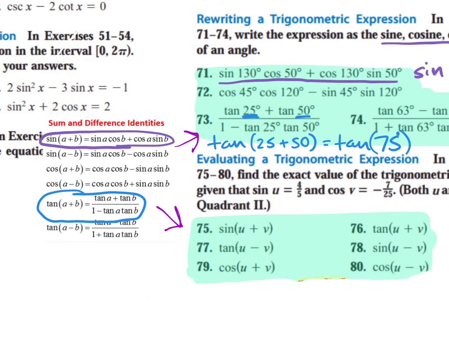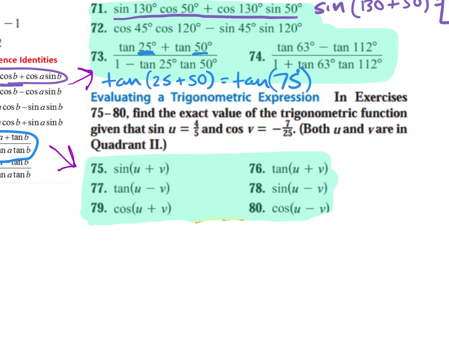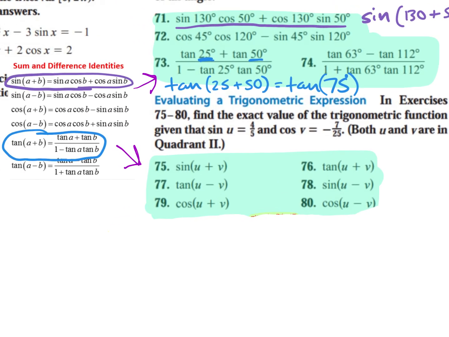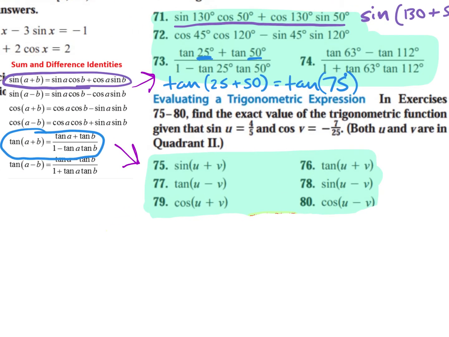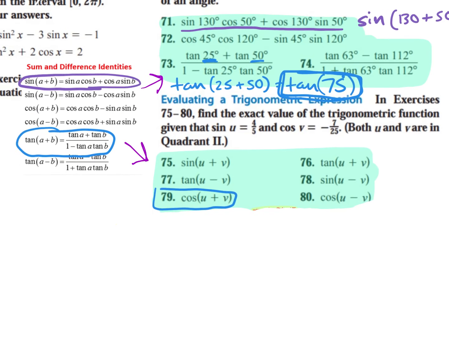All right, let's look at one of the ones from the bottom. So we could do 79. Do a cosine one. Yeah, because for these, it's just asking for the sine, cosine, or tangent. So you don't even have to evaluate. You can just leave it like that.